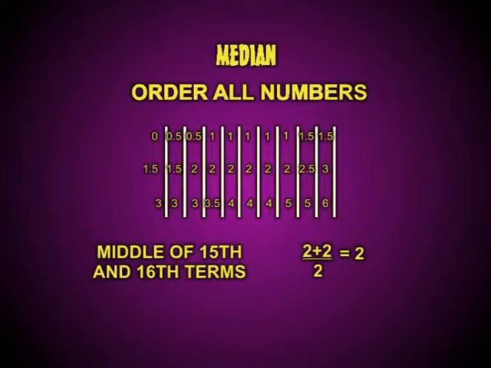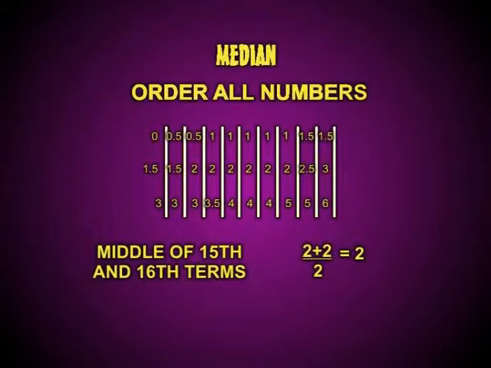In this case, my 15th value is 2, my 16th value is 2. That means that I'm looking for the number or the value in between those two. The value in between those two will equal 2, the 15th value plus the 16th value divided by 2. That means that our median or our middle number is 2 hours.